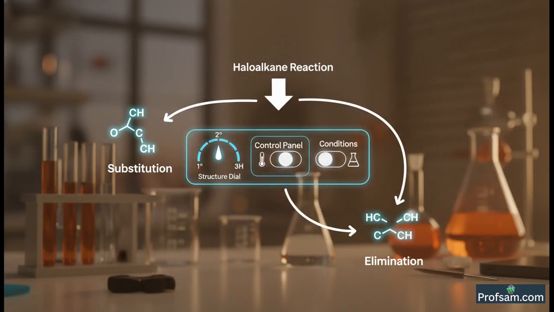So, here is the most important part. This spring is predictable. The direction it uncoils, whether it will substitute the halogen for something new or eliminate it to form a double bond, is not a game of chance. No. It is decided by two main things. One, the structure of the haloalkane itself. Is it primary, secondary, or tertiary? And two, the specific conditions we choose in the lab, like what is the temperature and what kind of reagent are we using to attack it.